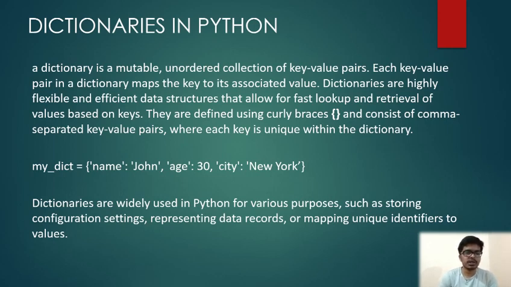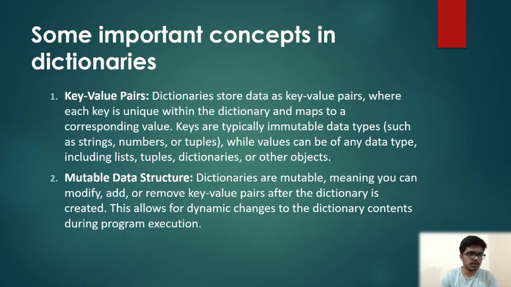Now let's know about dictionaries in Python. A dictionary is a mutable, unordered collection of key value pairs. Each key value pair in a dictionary maps the key to its associated value. Dictionaries are highly flexible and efficient data structures that allow for fast lookup and retrieval of values based on keys. Here, dictionaries are represented in curly brackets, whereas tuples are represented in round brackets, and lists are represented in square brackets.